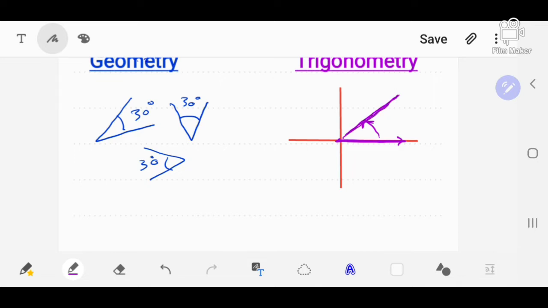So in geometry we can draw in any position. In trigonometry we have to start with the initial side and end with the terminal side, and our movement should start from the positive x-axis in this direction, counterclockwise. That will be important. Okay, that's the first difference.